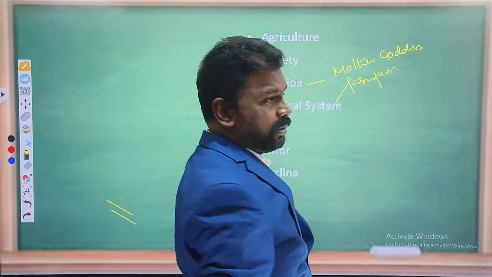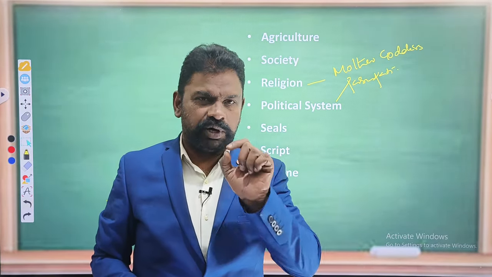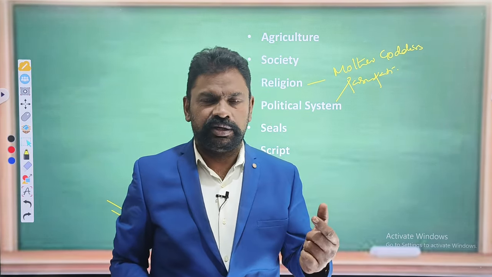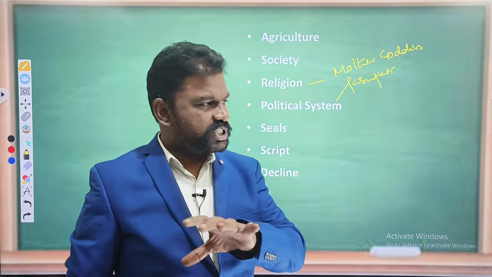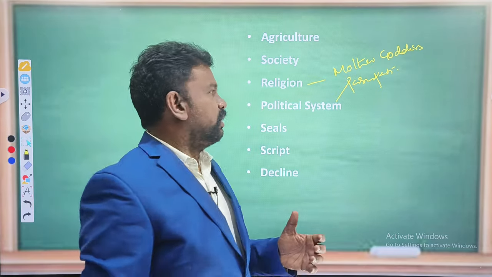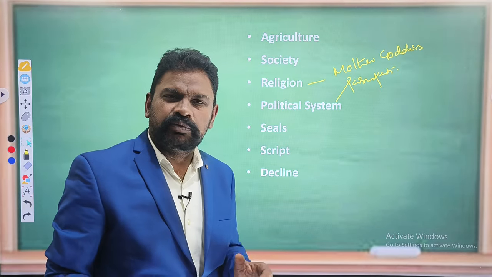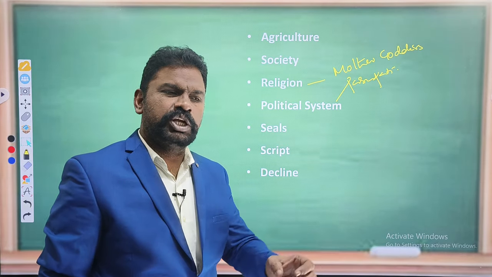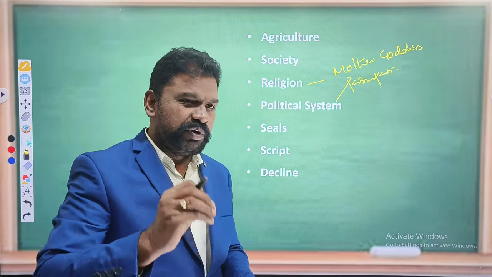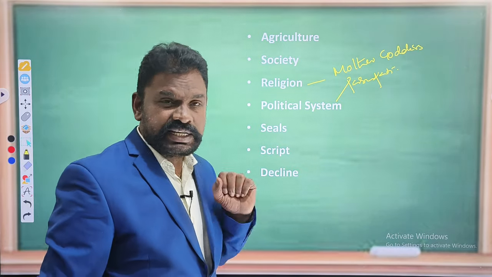Besides, they worshipped birds, trees and animals: the dove or pigeon, the peepal tree, and animals like the humped bull and unicorn. They also believed in life after death. That's why, while burying people, they used to keep things which were very dear to the deceased person.